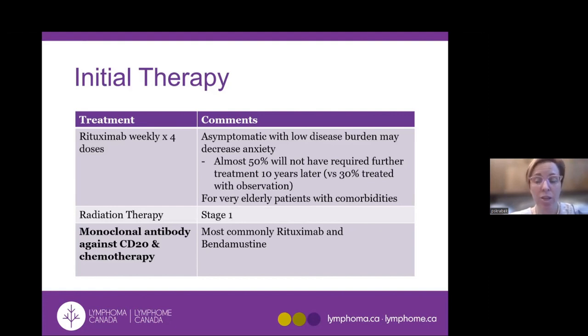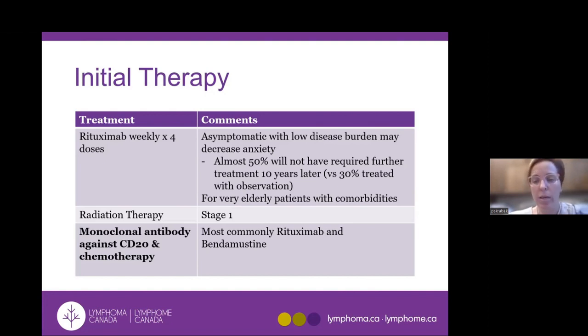In a younger patient without comorbidities, usually it is not my choice because the response is not going to last as long as when I combine it with chemotherapy. And so for people that can tolerate it, I would prefer to get a longer duration of response. And so I usually would combine with chemotherapy.